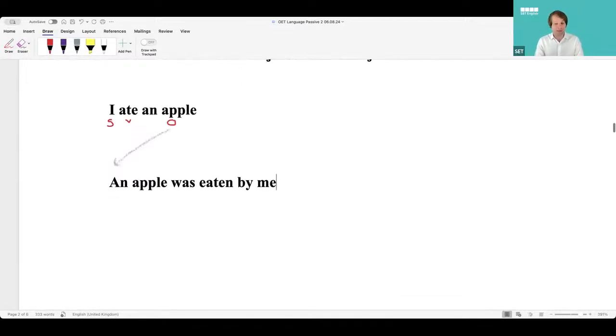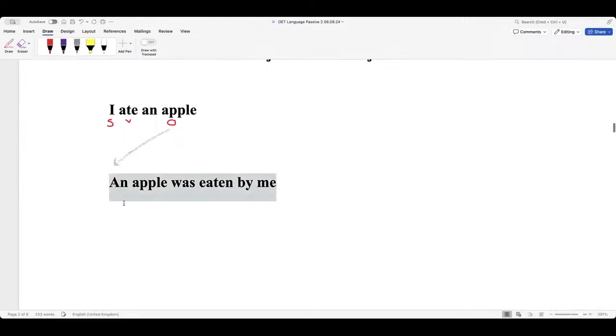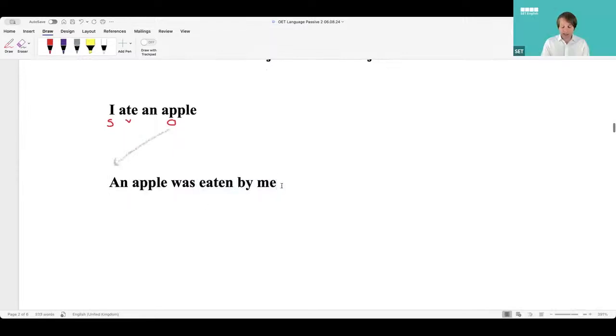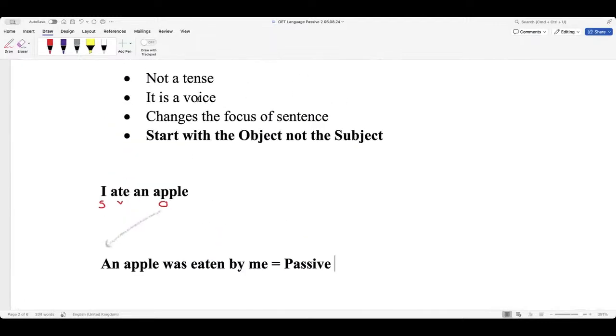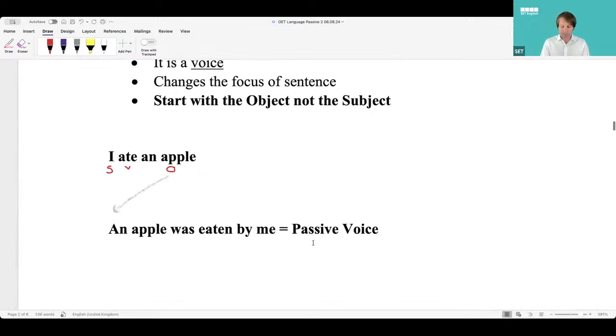Okay. This is passive. Guys, is this a tense? No. It's passive. What is it, guys? It's a voice. So this is passive voice. What actually is the tense here? What is the tense?